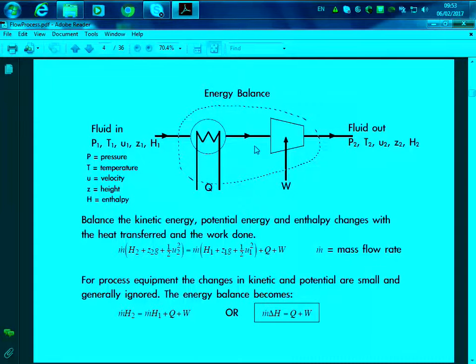So if we take the kinetic energy and the potential energy to remain constant, these factors are taken out of the equation because Z2 times the gravity equals Z1 times the gravity. So they go out of the equation, and the kinetic energy will go out of the equation as well. Okay, so therefore we will end up with this equation. Enthalpy at the outlet will be equal to enthalpy at the inlet plus any heat or work that is provided to the system. So then we have delta H equals Q plus W. Okay.